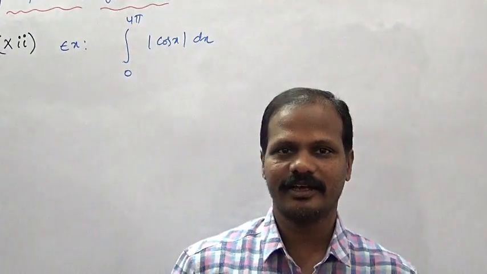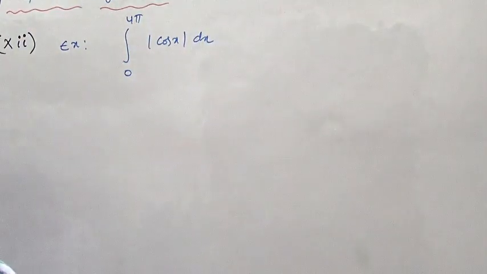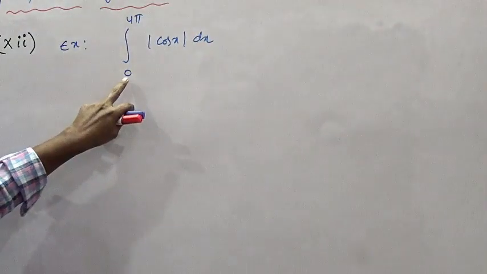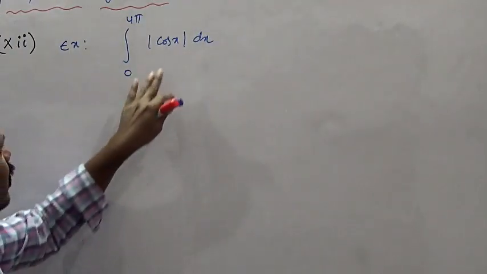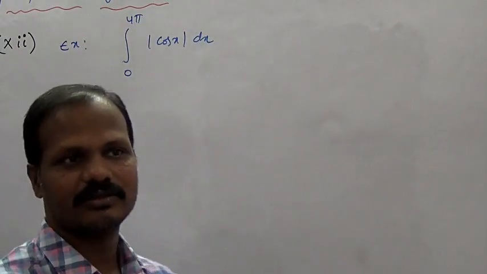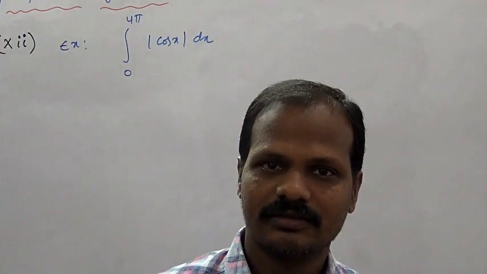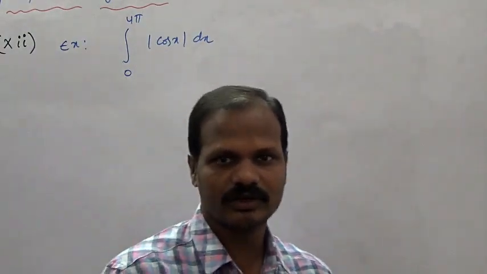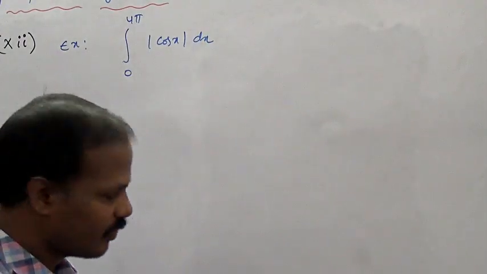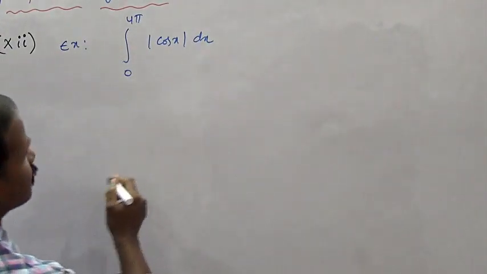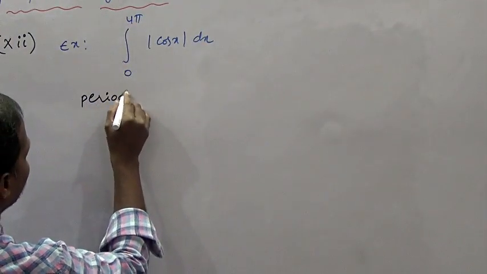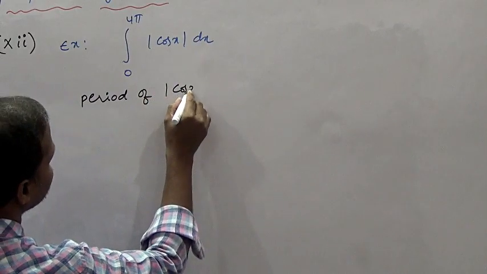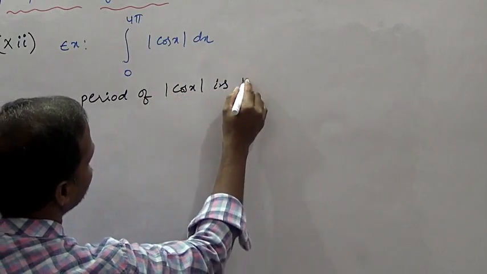Okay, so let us take an example on this property. Find the integral from 0 to 4 pi of mod cos x dx. Now here our function is mod cos x. So what is the period of mod cos x? Yes, the period of mod cos x is pi. We learned this last year in the first trigonometry topic.